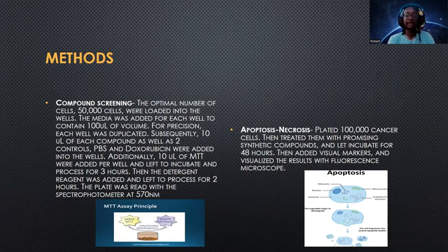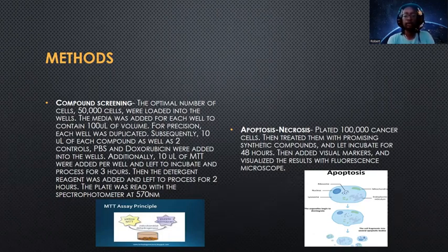And so then I added 10 microliters of compound into each well. And for my controls, PBS and doxorubicin were added into their own wells. And then afterwards, I did the MTT assay, in which 10 microliters of MTT were added and left to incubate for 3 hours. And then I added a detergent reagent and left that to incubate for 2 hours and read the plate with a spectrophotometer. The purpose of the MTT assay is basically to detect whether the cells are alive or not. If they're alive, then the well will turn purple, but if they're dead, the wells will stay yellow, since MTT is already yellow once you input it into the plate.